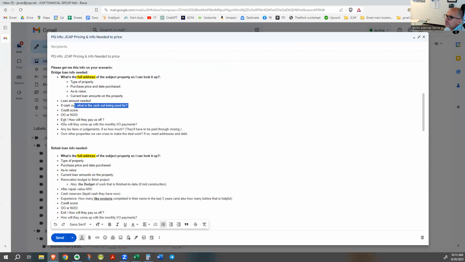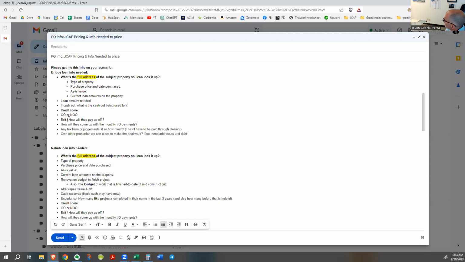Especially if it's an owner-occupied house, whether it's business purpose versus consumer purpose changes the criteria of what I need to ask for. So what do they do with the money? What's their credit score? OO is owner-occupied, NOO is non-owner occupied. Exit: how will they pay us off? Once again, we're a short-term bridge, so I want to know how they're going to pay us off.